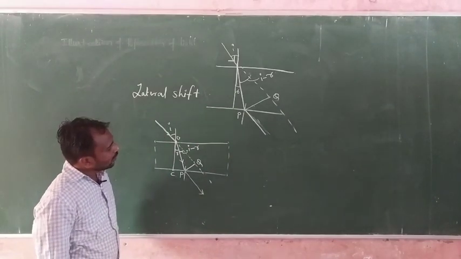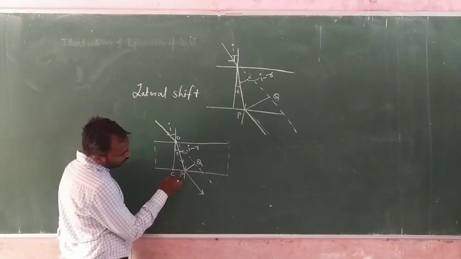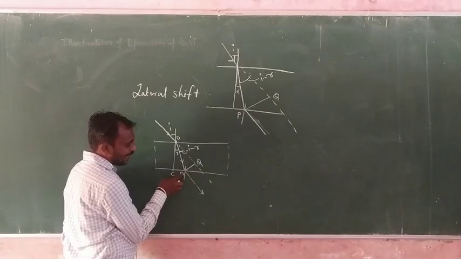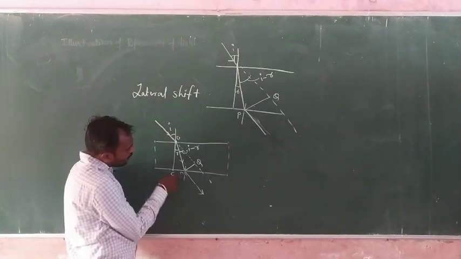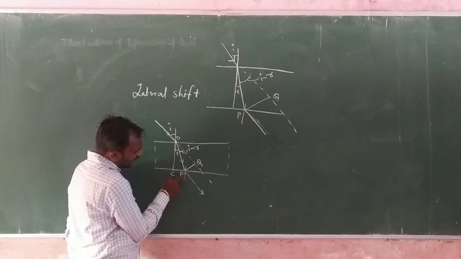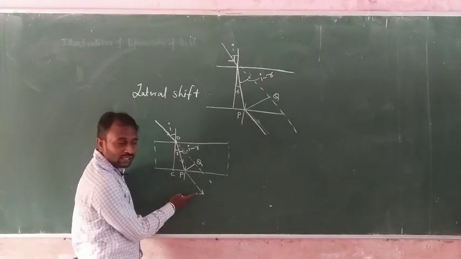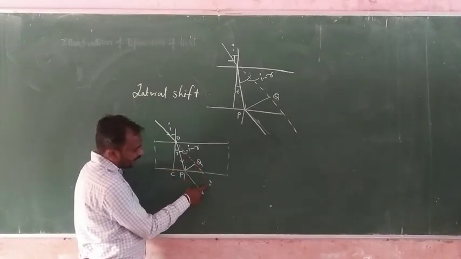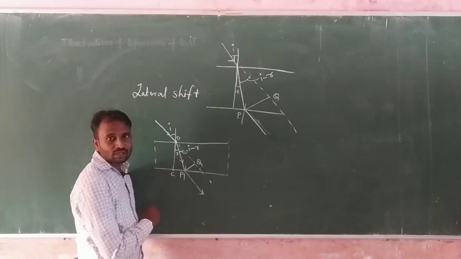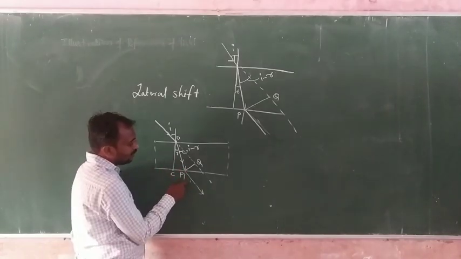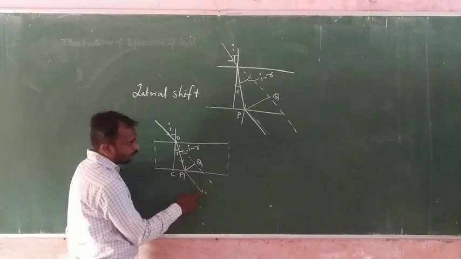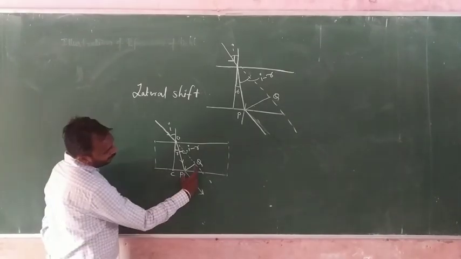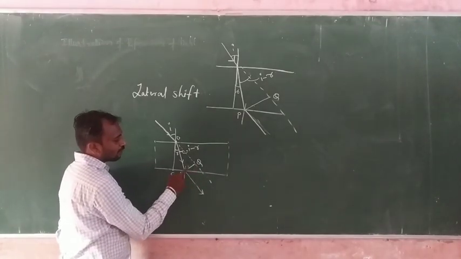Okay, so here the lateral shift means a perpendicular distance, the perpendicular distance between the extended incident ray and the emergent ray. This one is the refracted ray, the incident ray, and this one we consider the emergent ray. The perpendicular distance between the extended incident ray and the emergent ray we consider the lateral shift. We want to calculate this lateral shift value, it means this perpendicular distance.